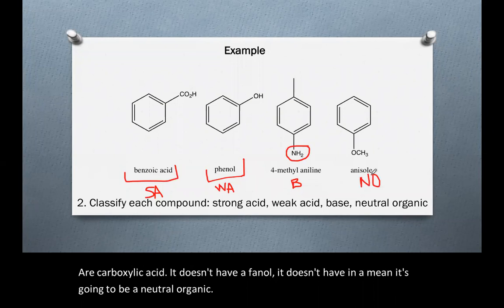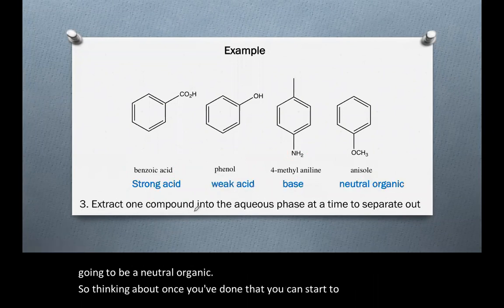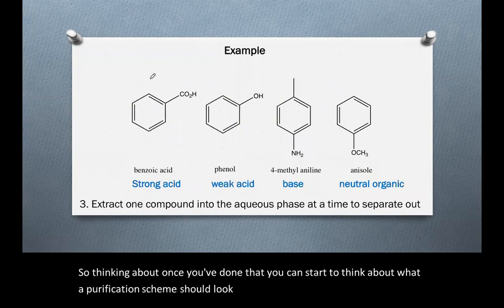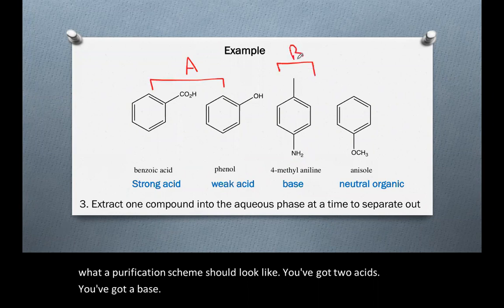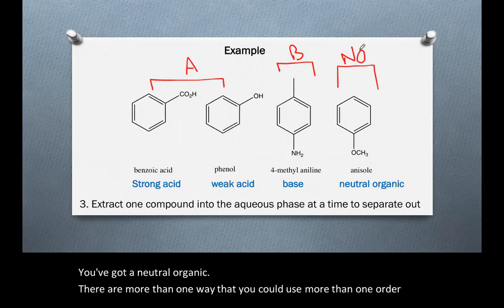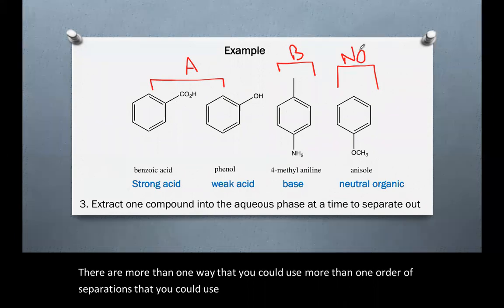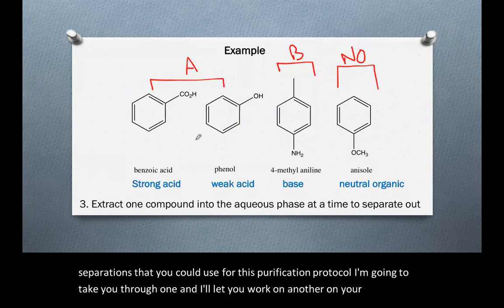Okay, so once you've done that, you can start to think about what a purification scheme should look like. You've got two acids, you've got a base, you've got a neutral organic. There is more than one order of separations that you could use for this purification protocol. I'm going to take you through one, and I'll let you work on another on your own. So let's start with the acids.